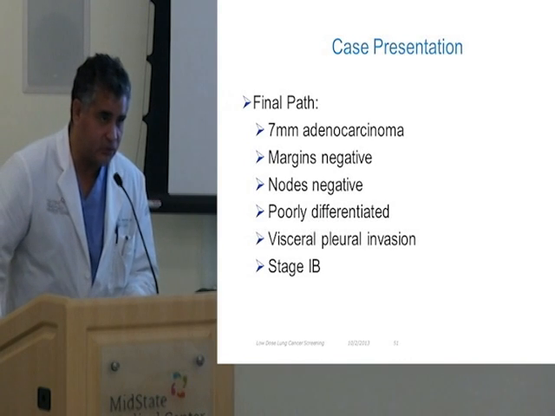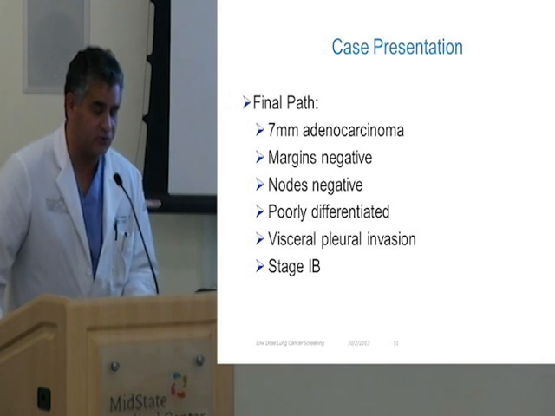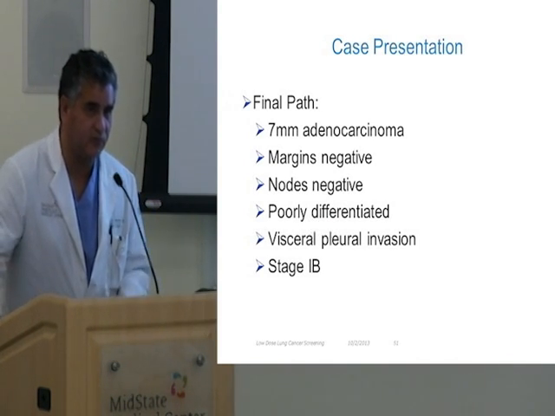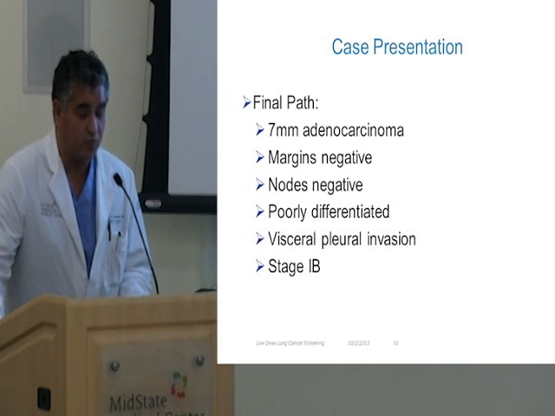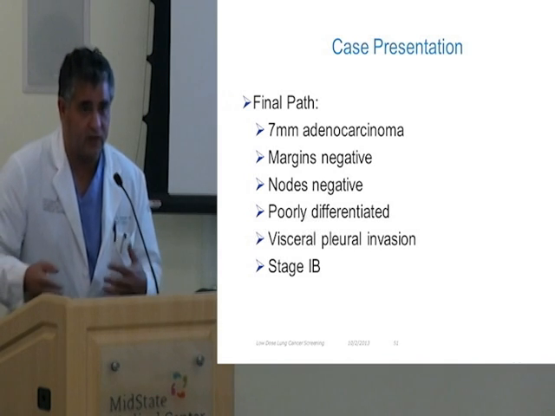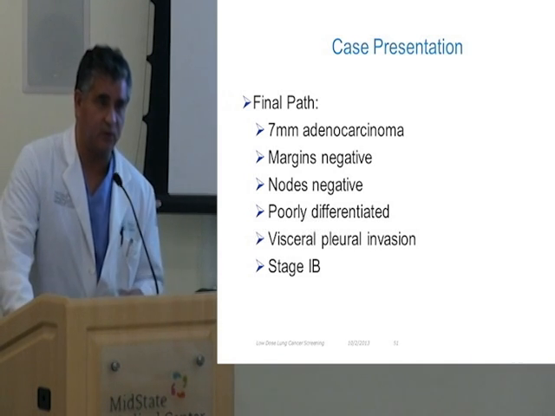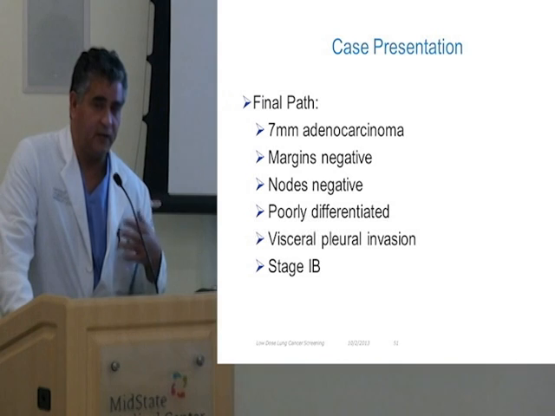And the final pathology showed it to be a 7 millimeter adenocarcinoma with margin negative. Thankfully her nodes were negative. Poorly differentiated, so somewhat aggressive tumor. But hopefully this is the type of thing that we can look forward to more and more in the future.